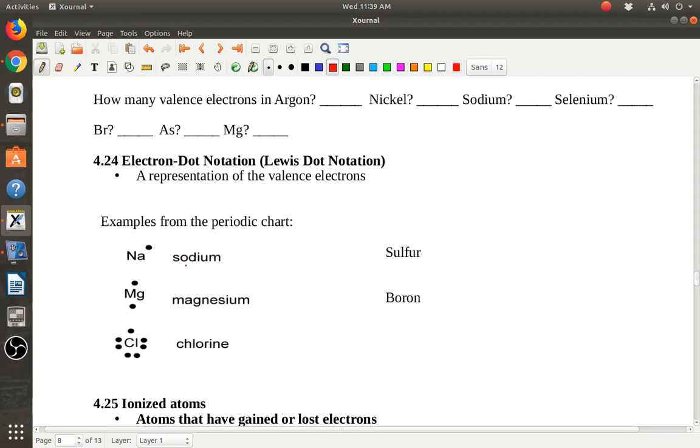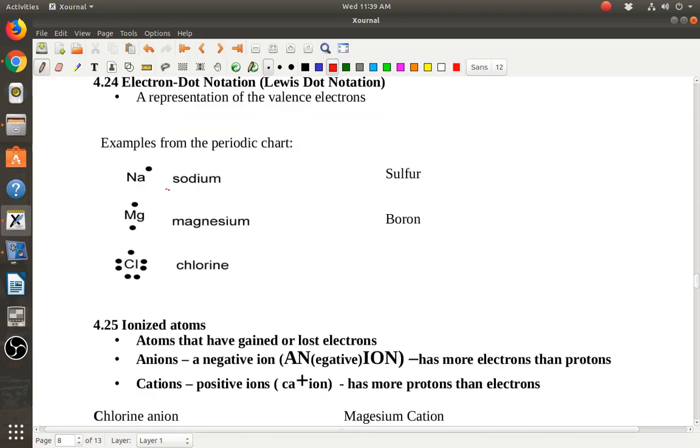Here we have sodium, magnesium, and chlorine, and it shows you the Lewis dot structure for the neutral atoms. Remember that in a neutral atom, the proton count is equal to the electron count. So when you look at the periodic chart, you can determine how many electrons they would have.